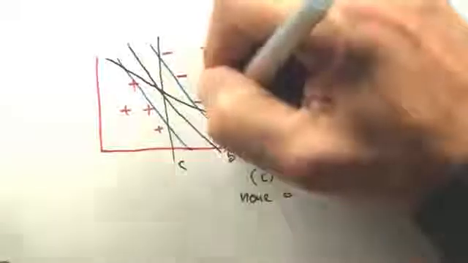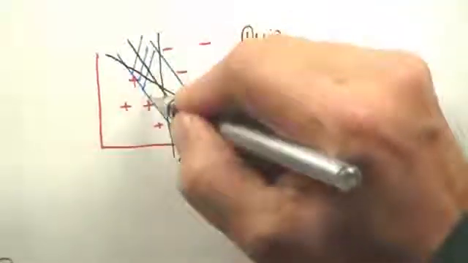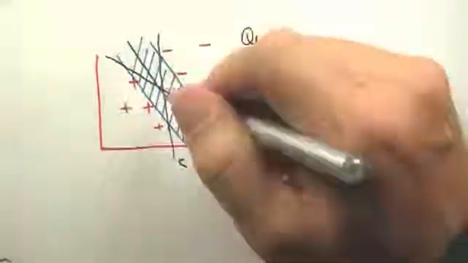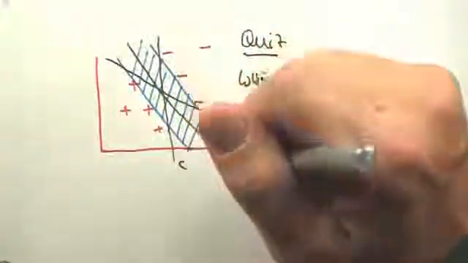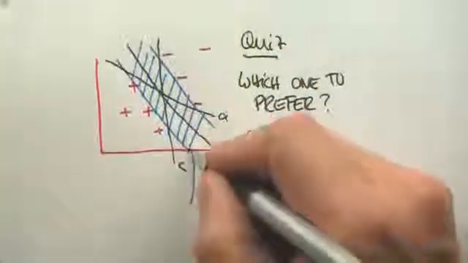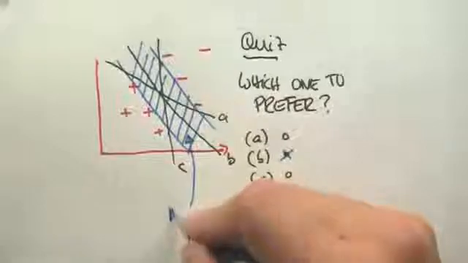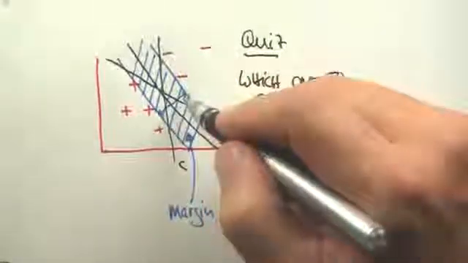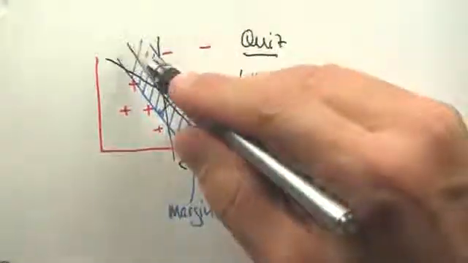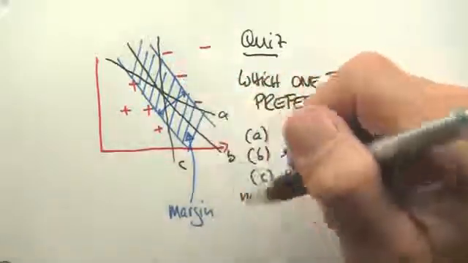B is the one that stays really far away from any example. So there's this entire region over here where there's no example anywhere near B. This region is often called the margin. The margin of a linear separator is the distance of the separator to the closest training example.